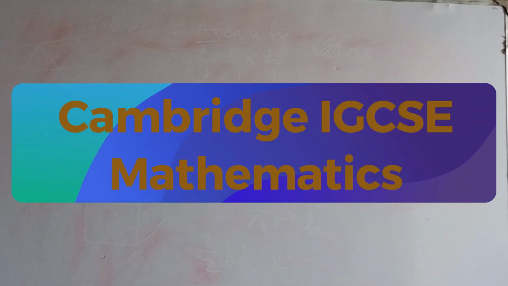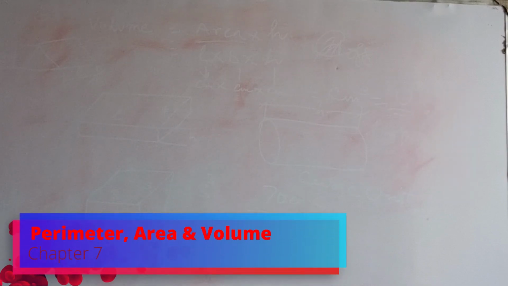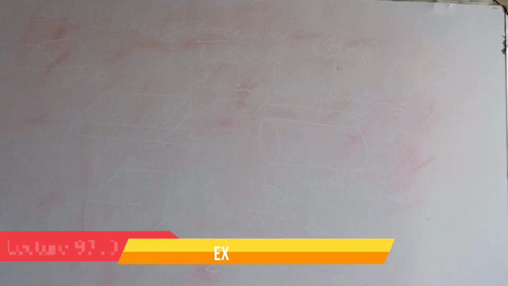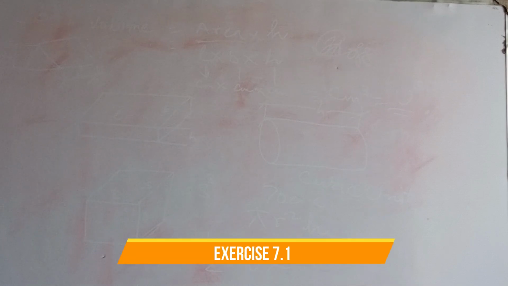So, what were we doing? We were doing perimeter, area, and volume. I already told you in the preface about these three terms: perimeter, area, and volume.